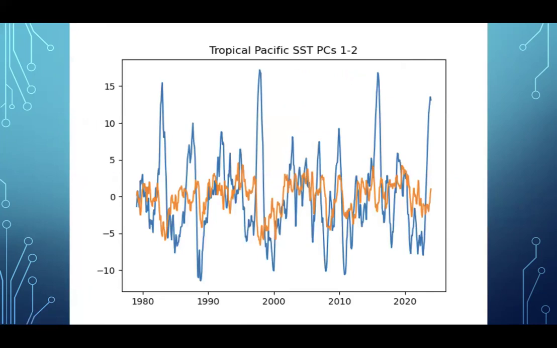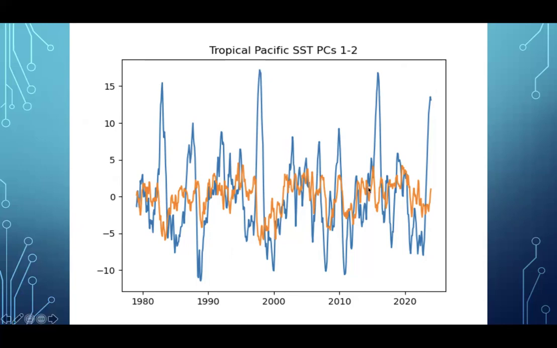Here are the two time series going back to the late 1970s, going to the present. And you can see the big El Nino events. I switched the signs here so that the positive in the first one corresponds to El Nino. So you've got the big El Nino spikes: 1982, 87, the early 90s, 1997, 98. This little period of the 2000s, 2002 to 2006, 2016, and the recent El Nino event.